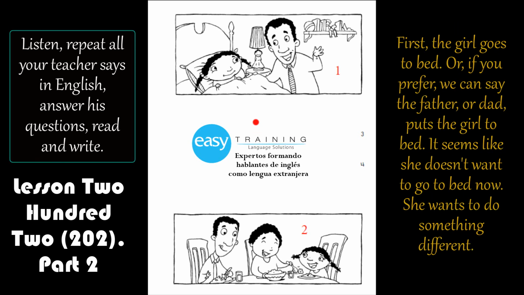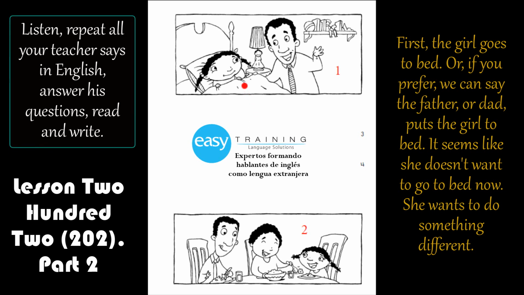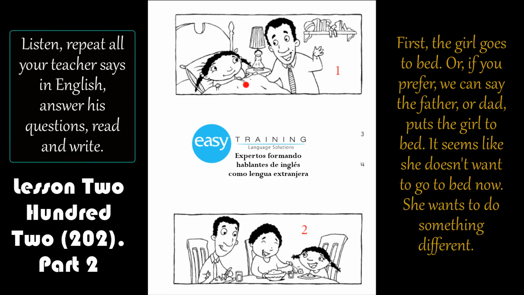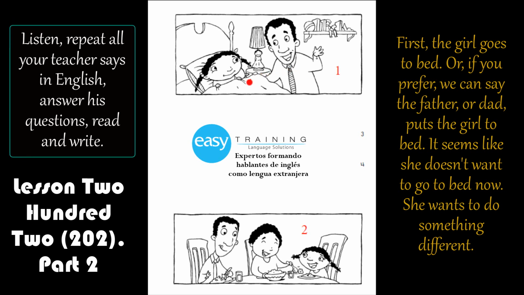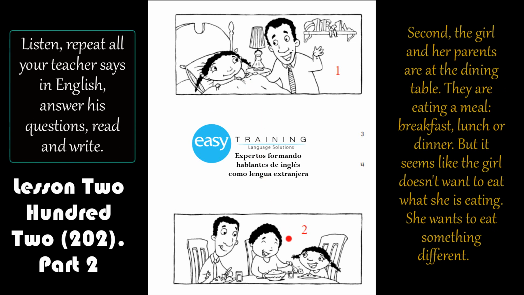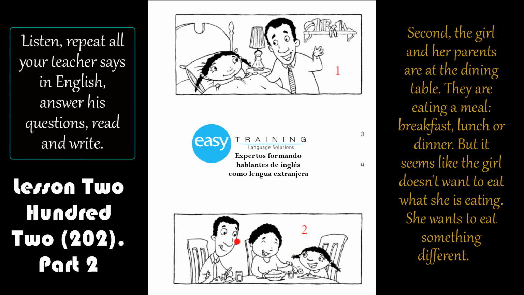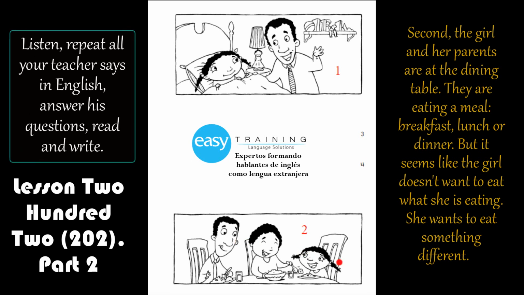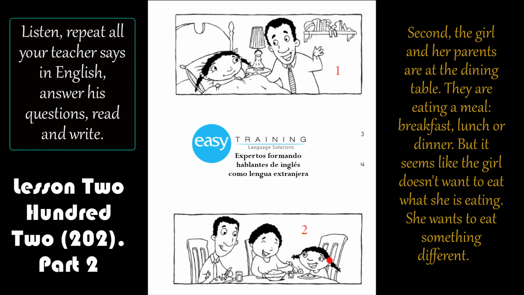First, the girl goes to bed, or if you prefer, we can say the father or dad puts the girl to bed. It seems like she doesn't want to go to bed now. She wants to do something different. Second, the girl and her parents are at the dining table. They are eating a meal, breakfast, lunch, or dinner. But it seems like the girl doesn't want to eat what she is eating. She wants to eat something different.